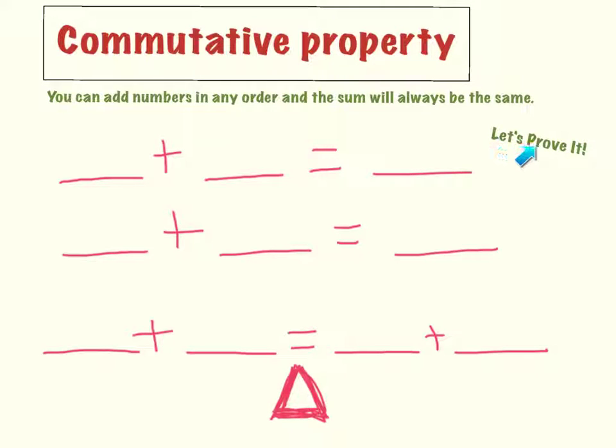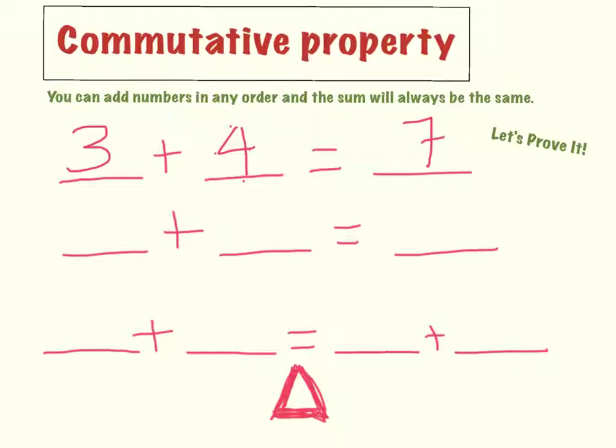All right, let's prove the commutative property together. The first thing I need to do is pick two numbers to put into my addition sentence. Let's pick 3 and 4. All right, let's add them together. 3 plus 4. So 3, 4, 5, 6, 7. So 3 plus 4 is 7.